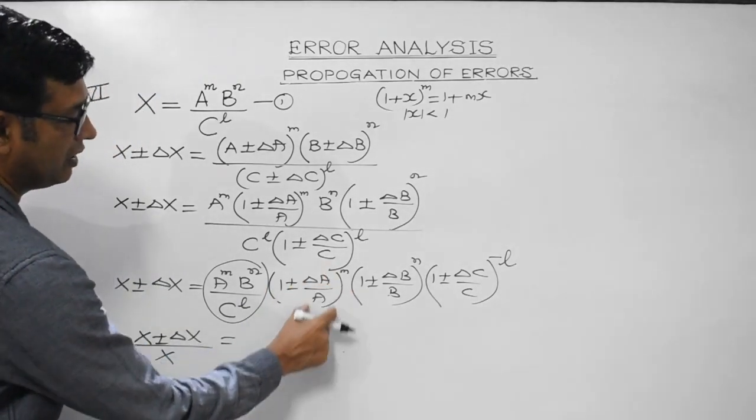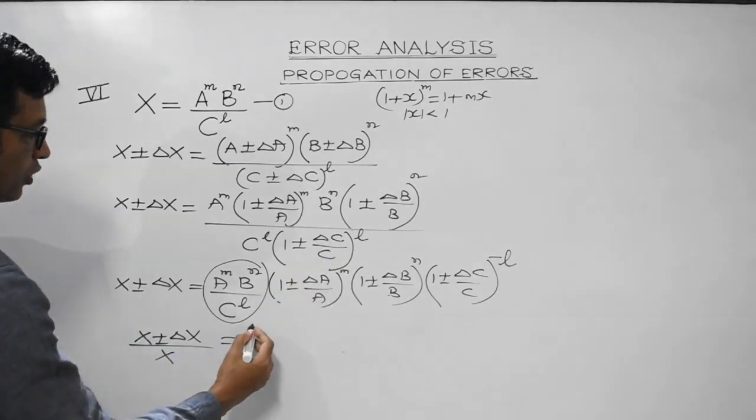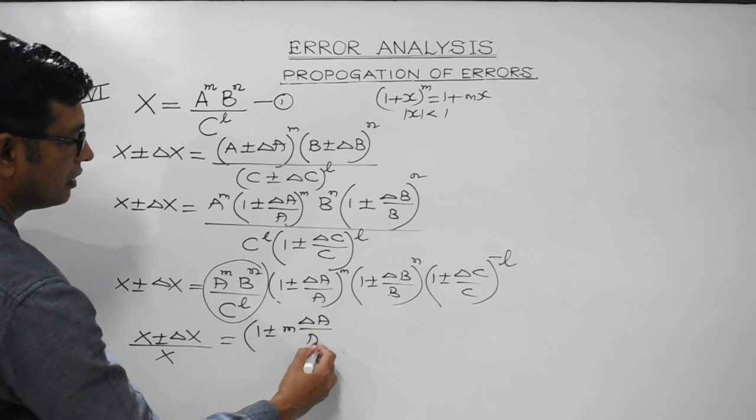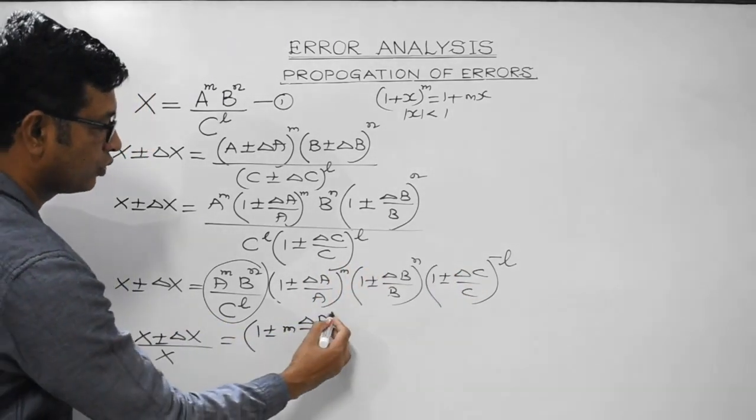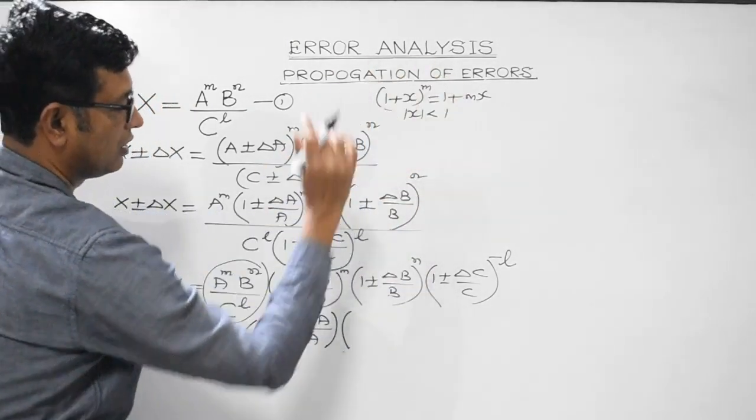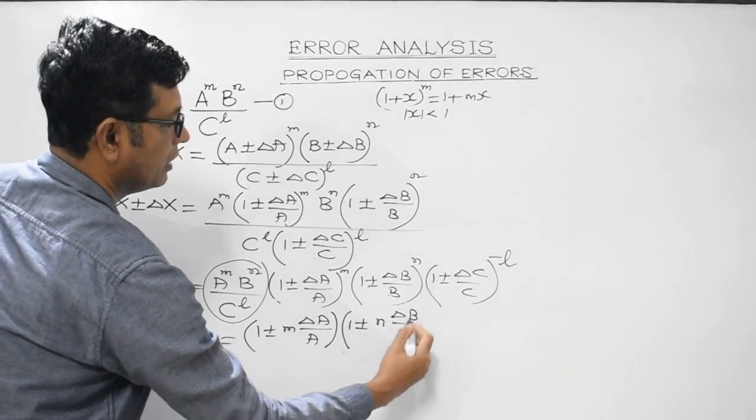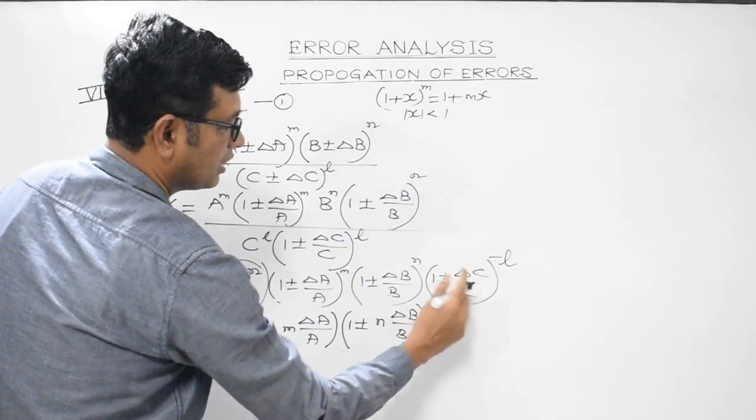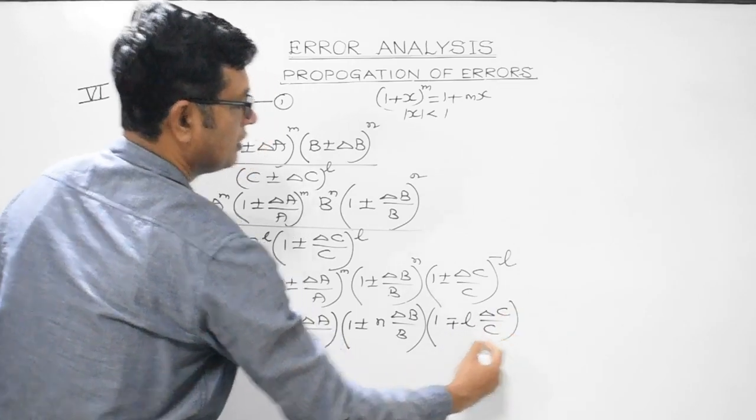This term del a by a, which over here is x, is less than 1. So it can be expanded binomially. So what do you get? 1 plus minus m del a by a. The terms containing higher powers of del a by a are neglected, so we'll write only the first 2 terms. Over here, expanding using the binomial theorem, what do you get? 1 plus minus n del b by b. And in the third case, again using the binomial theorem, what do you get? 1, minus plus minus, minus times minus is plus l del c by c.